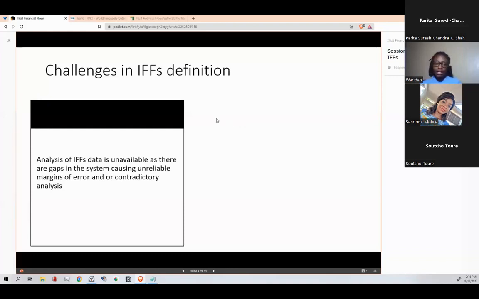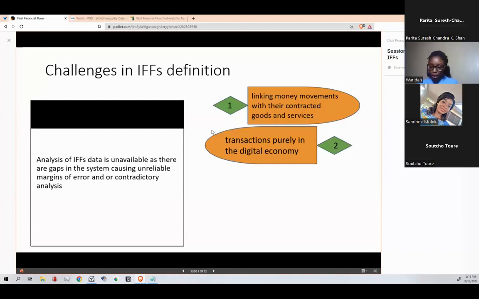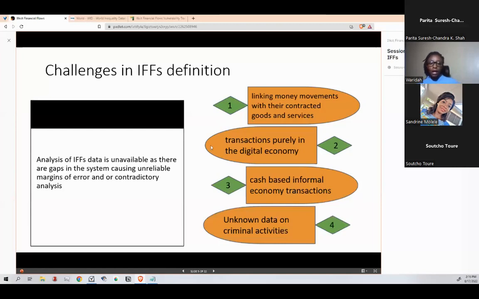The challenges in defining IFFs are in four big categories. The first one is a challenge in linking money movements with their contracted goods and services. The second deals with digital economy transactions and cash-based informal economy transactions, and finally, unknown data on criminal activities. When you look at these four areas, we can see that either the data may not be there, or the data is there, but different people have different estimates of it.